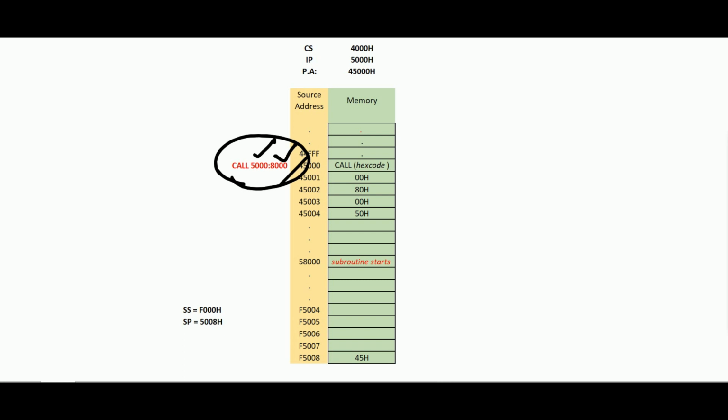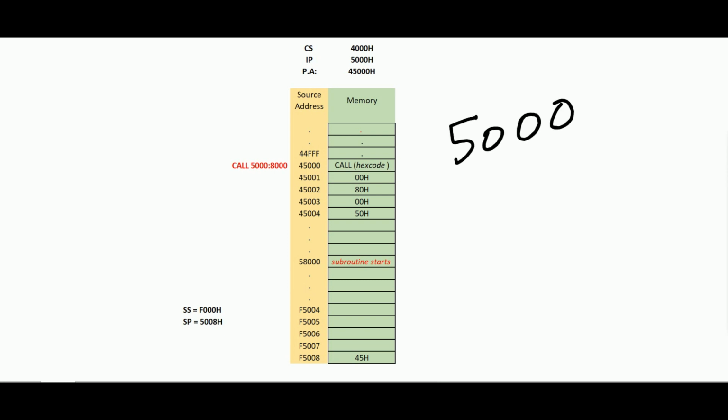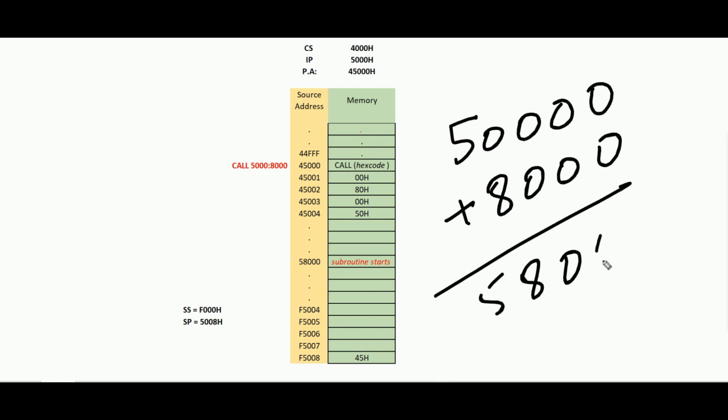Again, the first value, 5000, on the left hand side of the colon, is your code segment value, and on the right hand side of the colon is your instruction pointer value. So what will be the physical address from which the subroutine will start? Let us evaluate that. Your code segment value is 5000 and the instruction pointer value is 8000. Code segment times 10 gives 50,000, plus the instruction pointer value of 8000 gives 58000H.